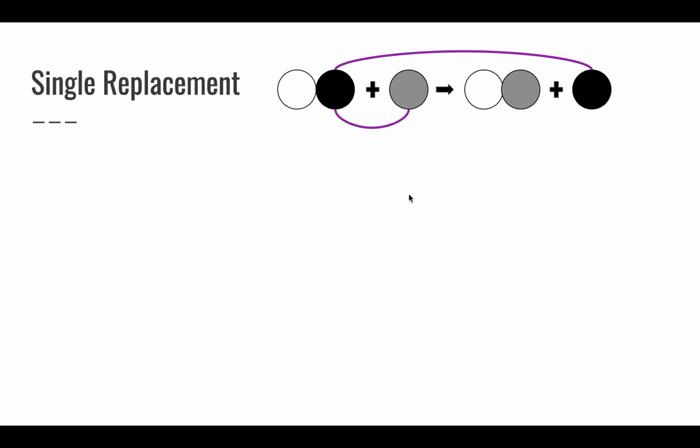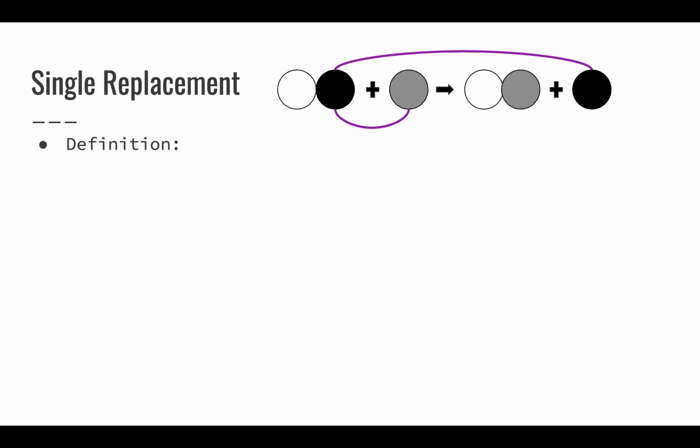Now, single replacement can get a little tricky, but I've drawn these diagrams to kind of help you out. So going back to our circles, this is single replacement, so think of 1 for single. We have white and black together with gray by itself. This gray is going to boot out the black and take its spot. So now black is by itself and gray is with white. It just replaced that black one next to that white dot. Okay, so that's single replacement.